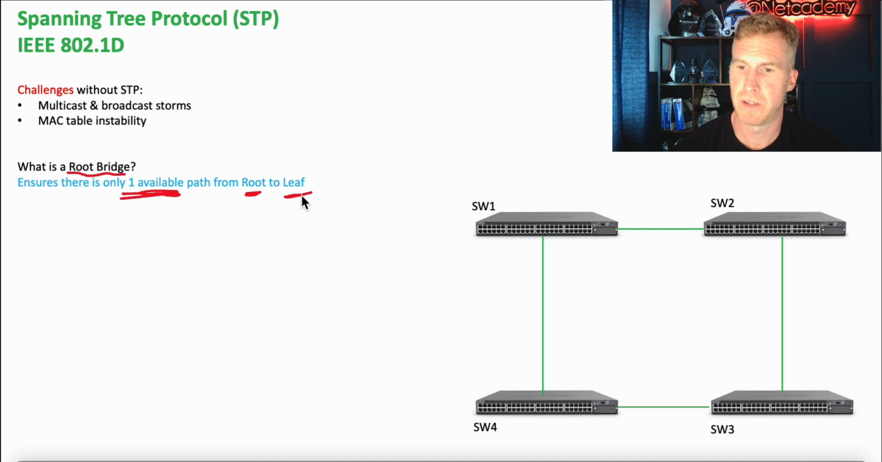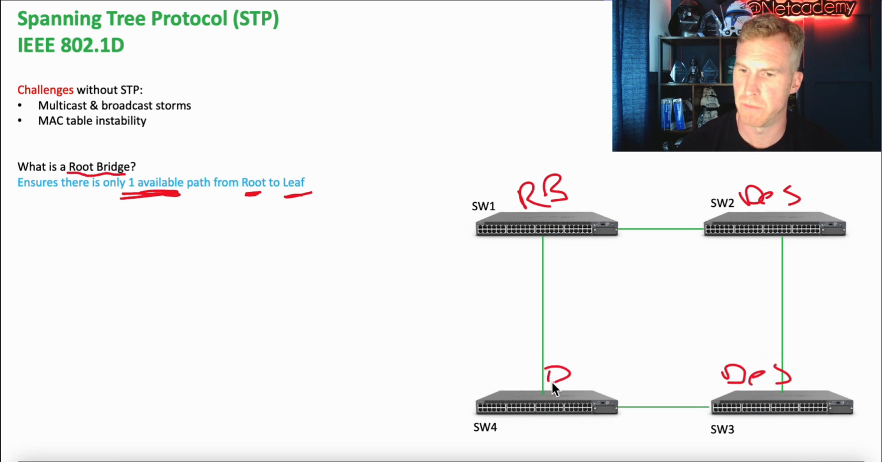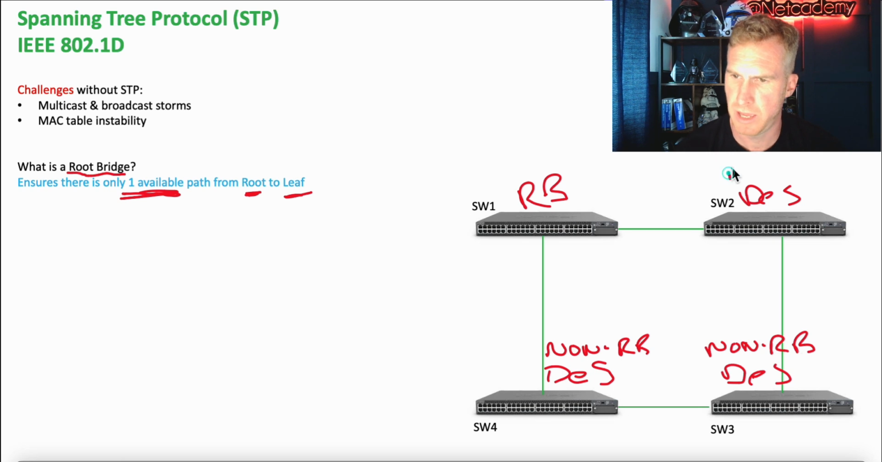And let's just say, for example, we've got root bridge SW1 here. All the other switches will be designated switches. So they will be a designated switch for that particular segment of the network. But really what people refer these switches as is the non-root bridge. So whether you call them designated switches or non-root bridges, to me it's really the same thing. A non-root bridge for SW4, for SW3, and of course SW2 as well.